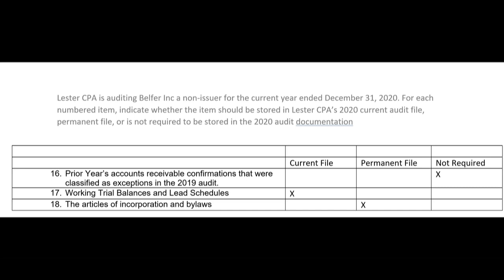So make sure to review this sim before your exam, and you'll be ready to go for audit documentation.